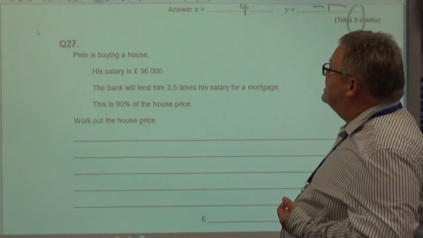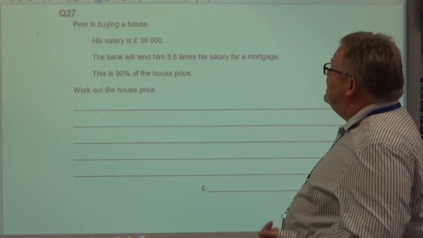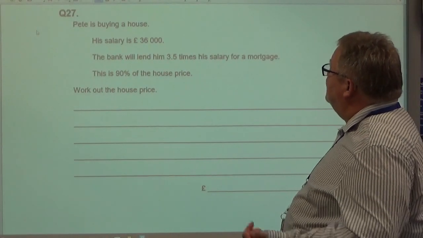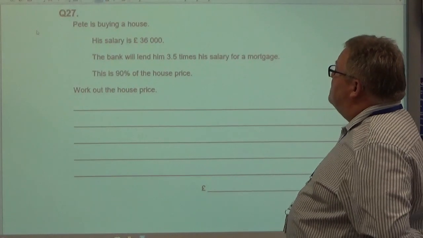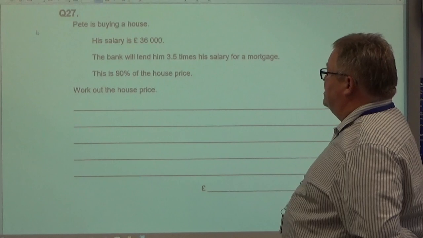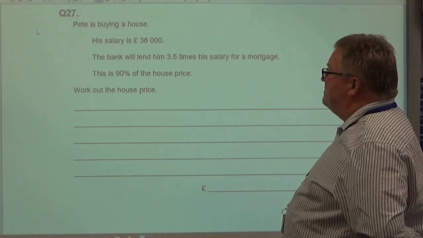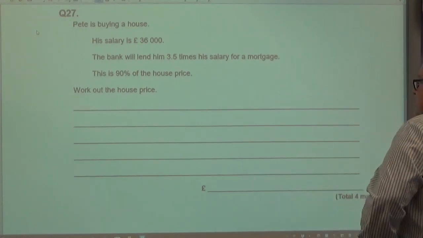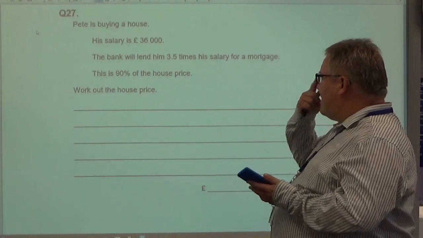So, question 27, Pete's buying a house. His salary is 36,000. It's not a bad wage there. The bank will lend him 3.5 times his salary for a mortgage. This is 95% of the house price. So work out the house price.